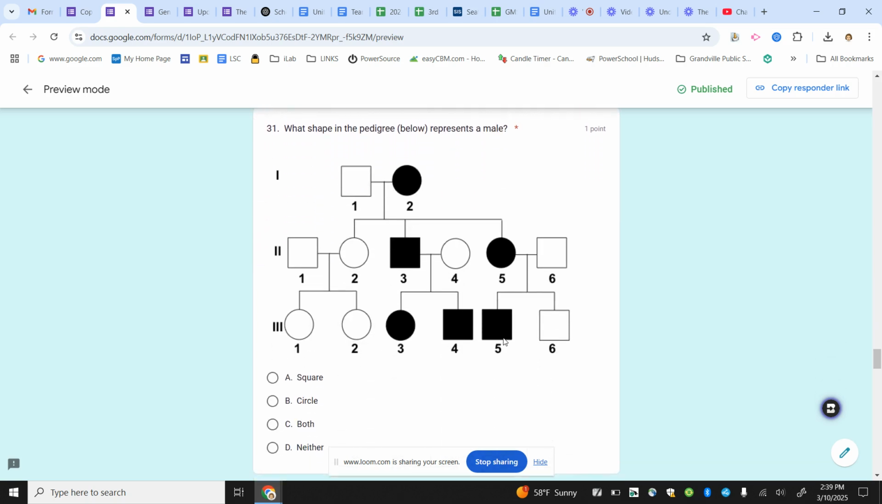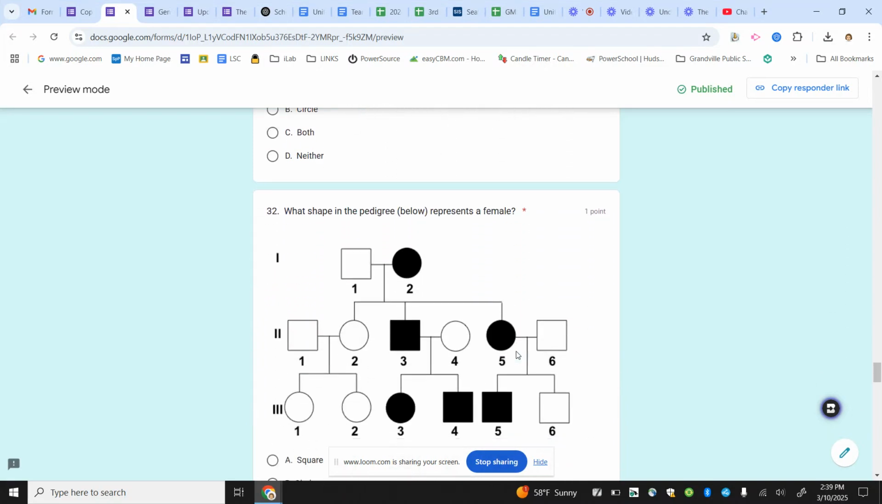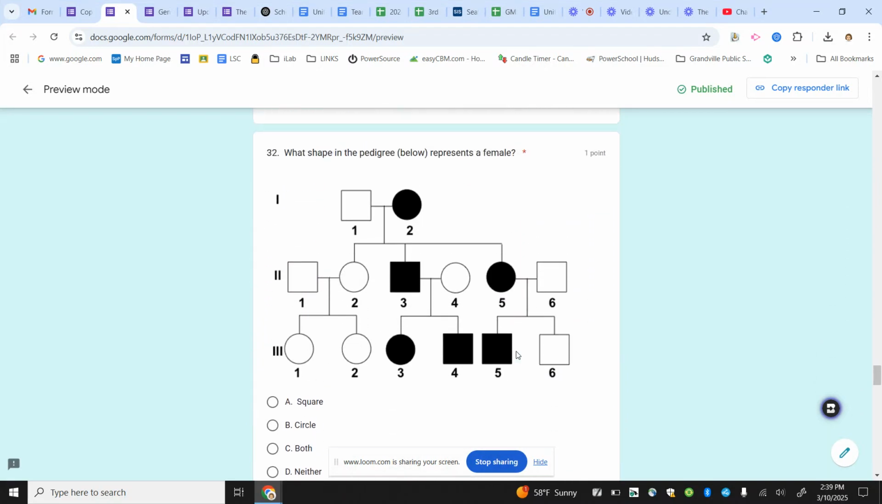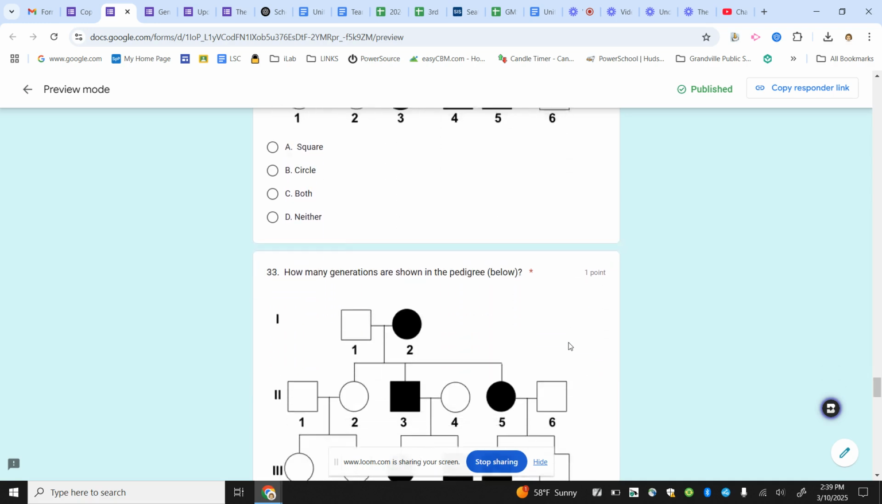Number 31, what shape in the pedigree below represents a male? A, square. B, circle. C, both. D, neither. Number 32, what shape in the pedigree below represents a female? A, square. B, circle. C, both. D, neither.